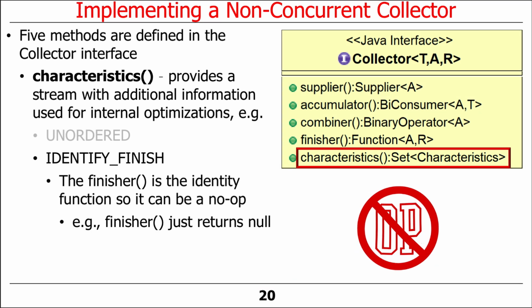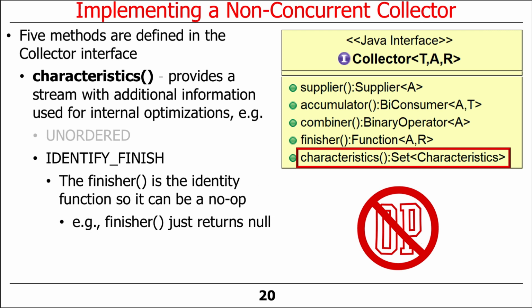So the next characteristic we'll talk about is called identity finish. The way it works is sometimes the accumulator and the combiner, when used by the streams framework, will end up putting all the elements in the stream that are being collected in such a way that there's no need to have any additional finisher method to turn it into a final result. If that's the case, you can simply set the identity finish characteristic, and that's an indication to the streams framework that the finisher method is the identity function. So it can essentially be a no-op and just return null.